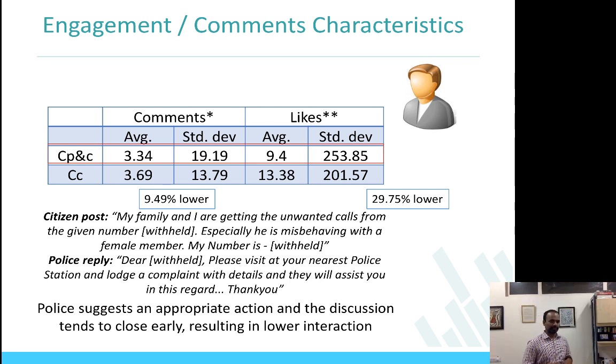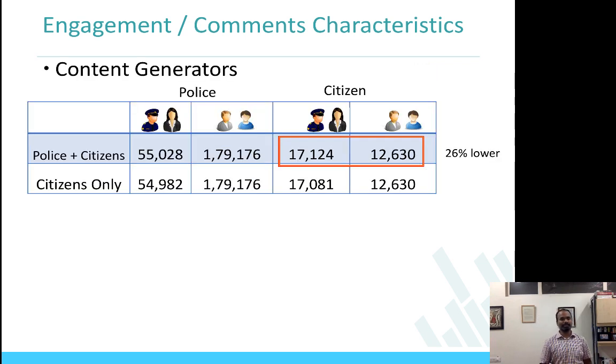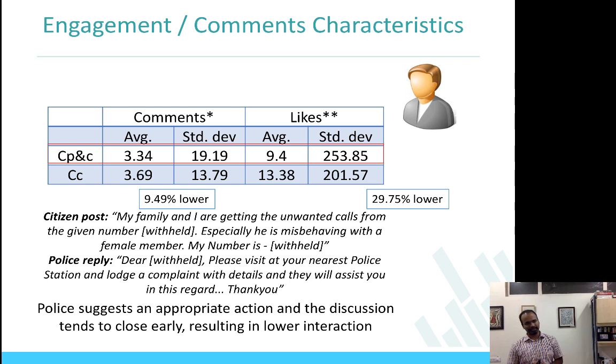So this slide is just an inside view of the data of the last slide. The last slide was the total number, whereas this is the average number of comments for the posts that we saw in the last slide. If the police and citizens are interacting, there are an average of 3.3 comments for a post, whereas likes is about 9 likes. Only citizens, it's about 3.69, and about 13.38 on the average.